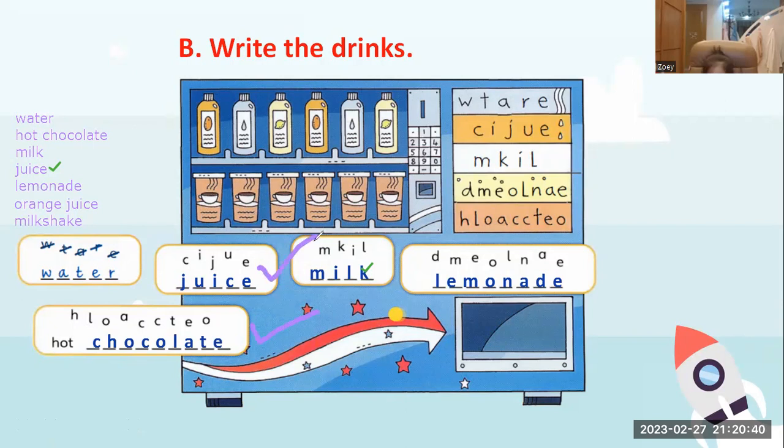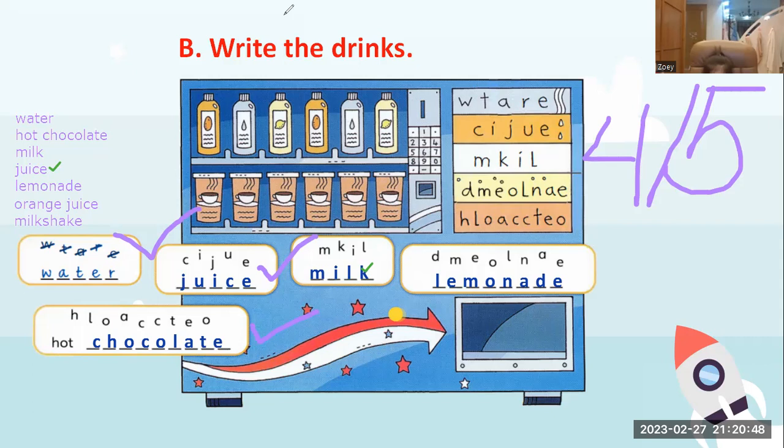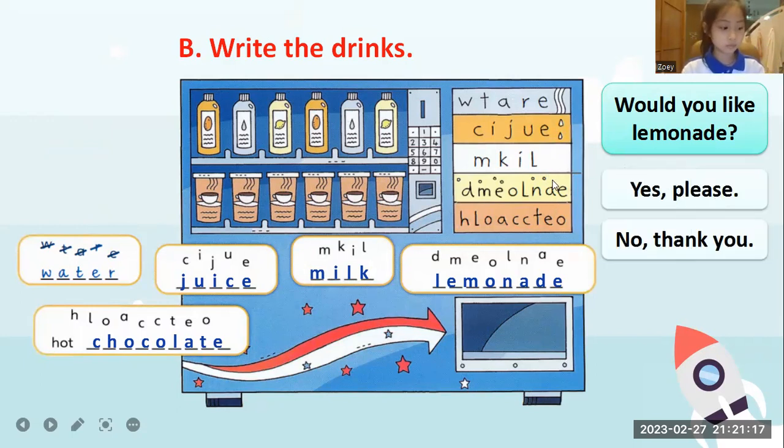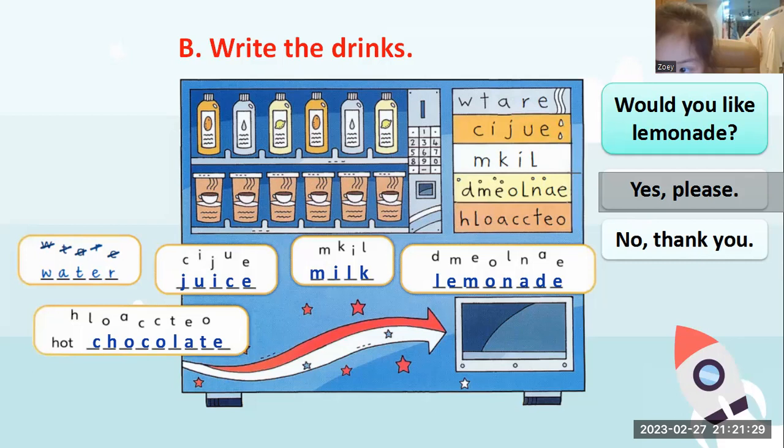Okay, so for this one, Zoey, you got 1, 2, 3, 4. That is 4 out of 5. Okay, so this time I will consider the spelling, but next time, no, wrong spelling is wrong. Okay, would you like lemonade, Zoey? No. Okay, you say no, I would not. Or you can say, no, thank you. Would you like milk? Yes. Okay, you say, yes, please. Would you like juice?